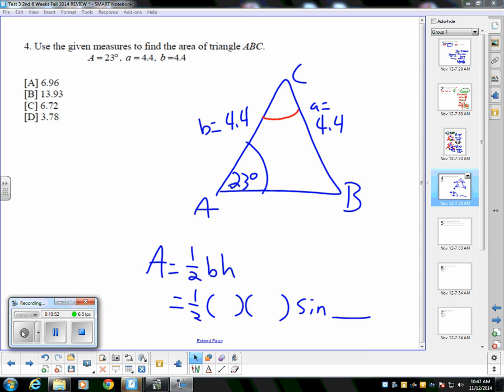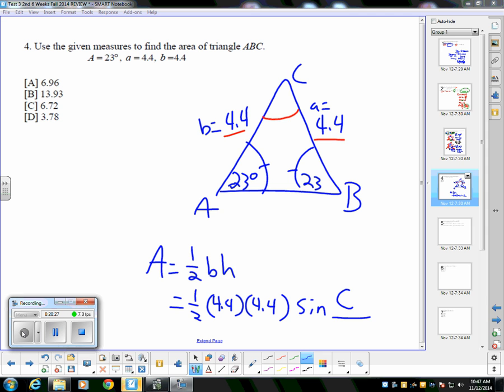So, one way I could do this, if I know what angle C is, then I've got everything that I need. Well, if you look up there, you go, well, how are you going to find angle C? You could use the law of sines or the law of cosines, but let's get a little bit more basic. Did you notice that you have two sides that are identical? That means that the base angles are identical. So if angle A is 23, angle B is 23 also.